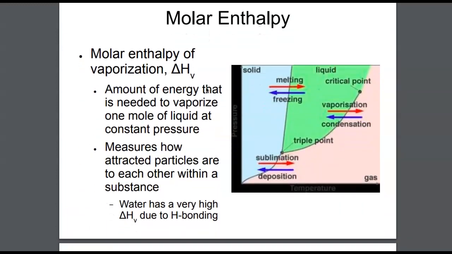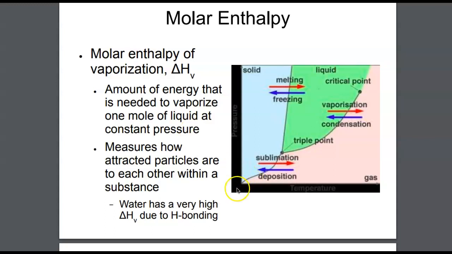Then we also have the molar enthalpy of vaporization. So this is the amount of energy required to vaporize 1 mole of a substance, indicated by delta H sub V. So it's the amount of energy that's needed to vaporize 1 mole of a liquid into a gas. And we can use this value as a measurement of how attracted the particles are to each other within a substance. So just like we would use the melting point to measure the attractive forces of the solids, we can use the molar enthalpy of vaporization to measure the attractive forces within a liquid.